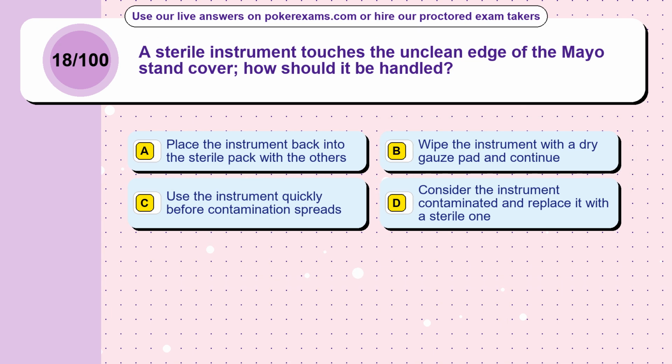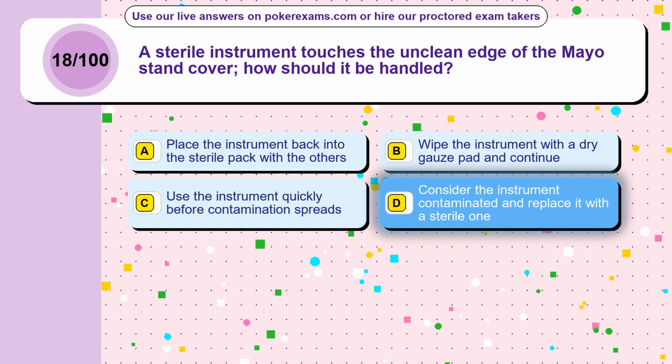Question 18. A sterile instrument touches the unclean edge of the Mayo stand cover. How should it be handled? Option A. Place the instrument back into the sterile pack with the others. Option B. Wipe the instrument with a dry gauze pad and continue. Option C. Use the instrument quickly before contamination spreads. Option D. Consider the instrument contaminated and replace it with a sterile one. The correct answer is option D.